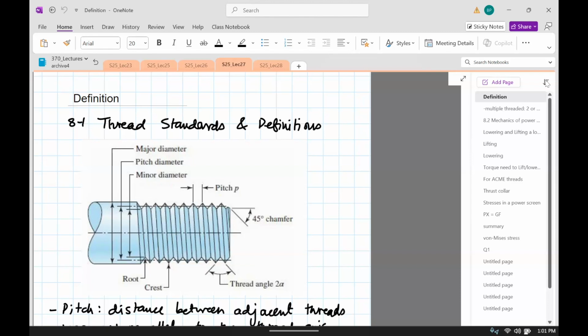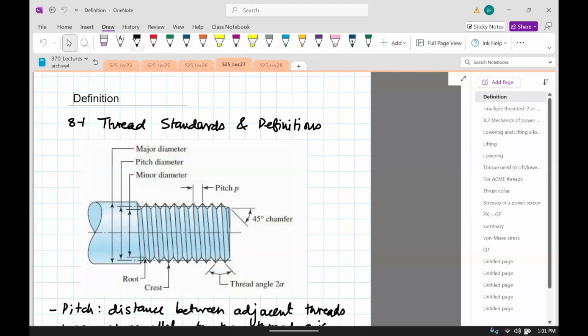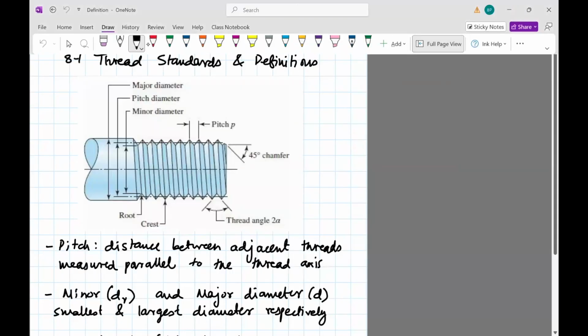Okay, so here's a thread, and I'll just go with my notes. I won't really write too much. I'll just solve the problem today in class, but the notes are fairly complete.